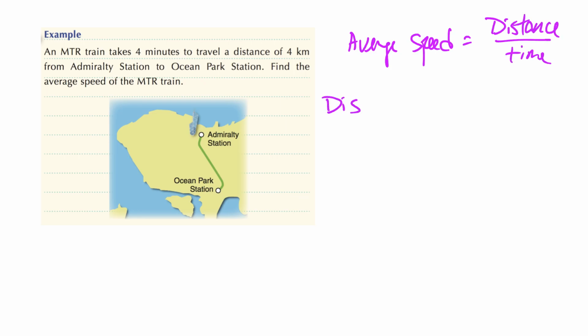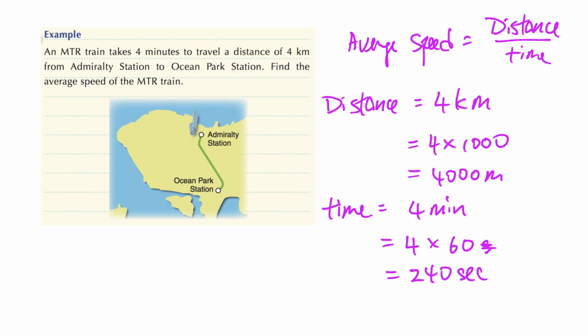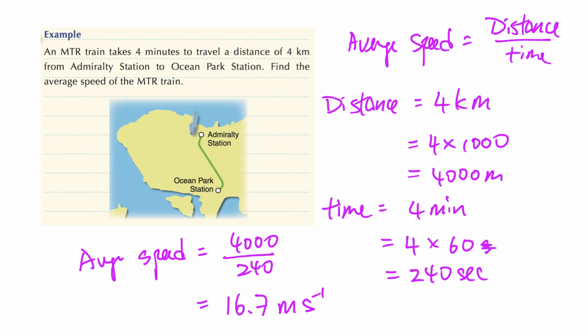The distance will equal 4 km this time, but we have to convert to meters, so it will be 4 times 1,000 equals 4,000 meters. While the time will be 4 minutes. We convert it to seconds: 4 minutes times 60 becomes 240 seconds. So this average speed will then equal 4,000 over 240. The answer will be 16.7 meters per second.